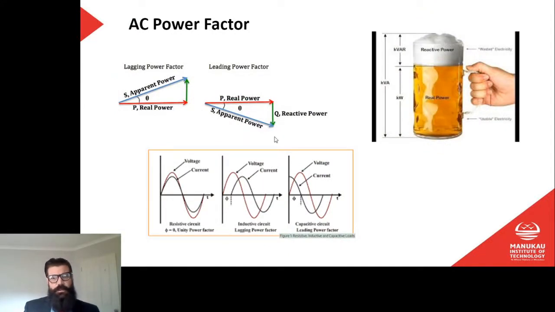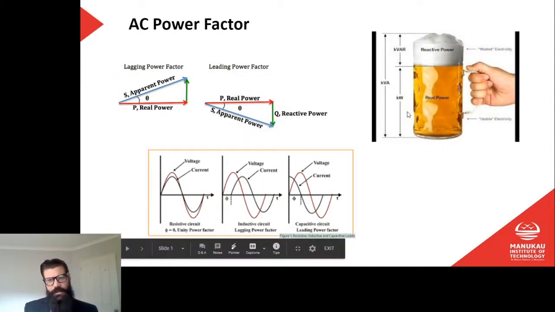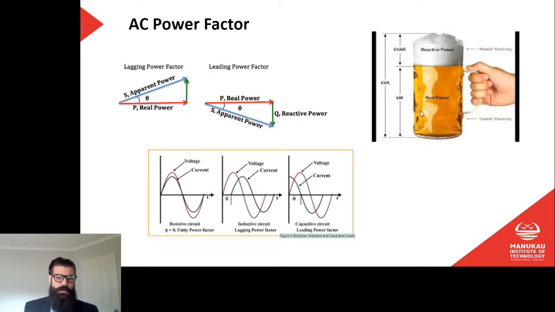So AC power factor. We've got a neat little picture here, which I quite like, the mug of beer, which is kind of an analogy for the relationship between those 3 power components that we briefly touched on in the last unit. We have real power, reactive power, and apparent power.